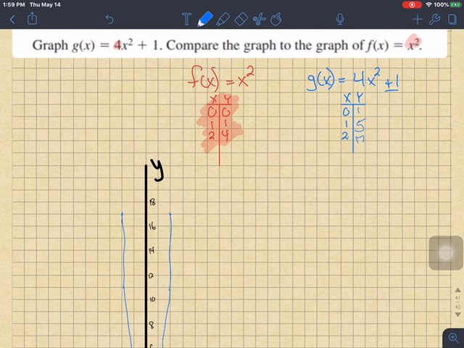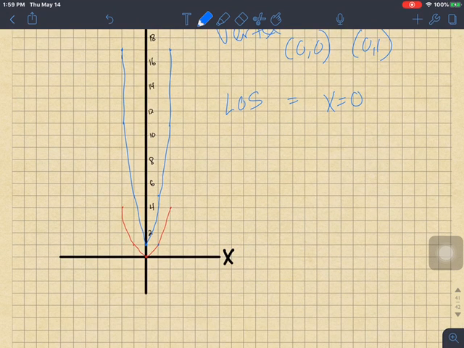So the first one we want to compare is the vertex. The vertex went from 0, 0 to 0, 1. Why? Because the C was plus 1. The line of symmetry is the same. x equals 0 is the line of symmetry. And then, just describing it, the blue one is a vertical stretch, and the vertex is shifted plus 1, or up 1, from y equals x squared.